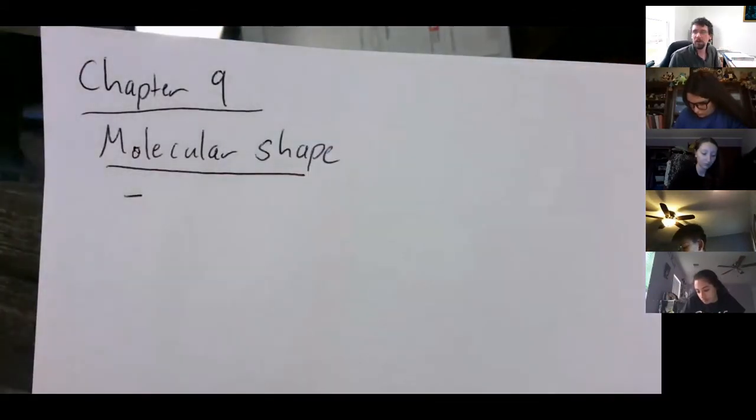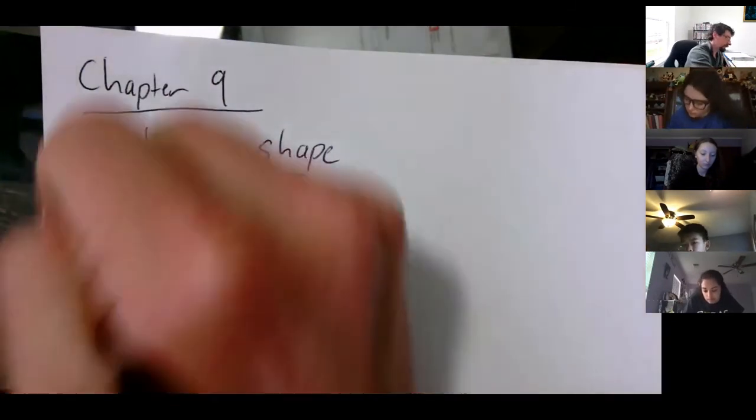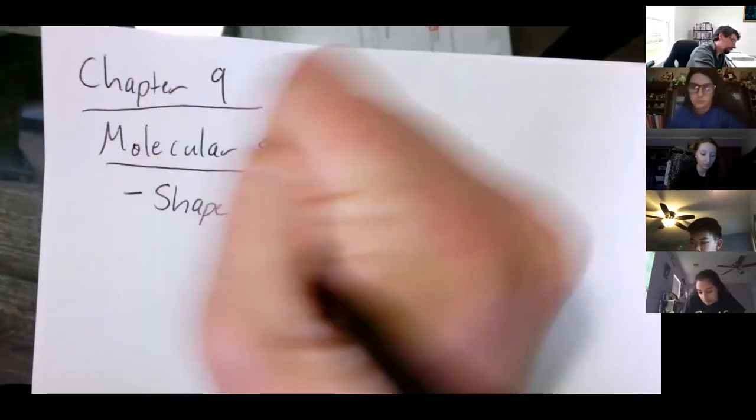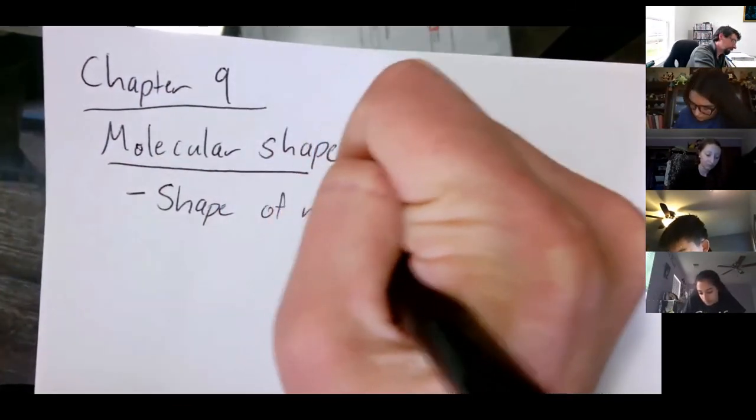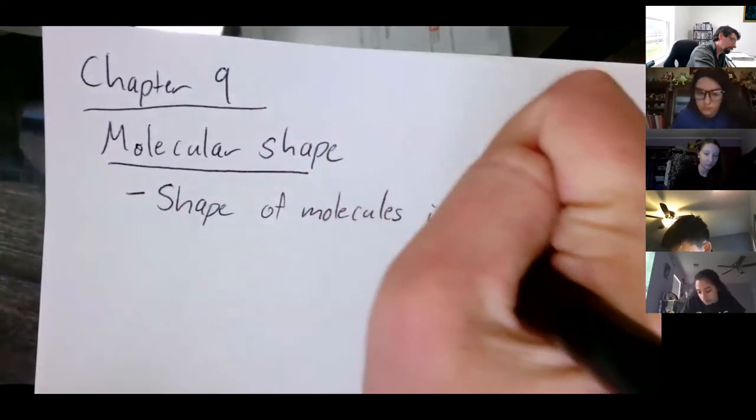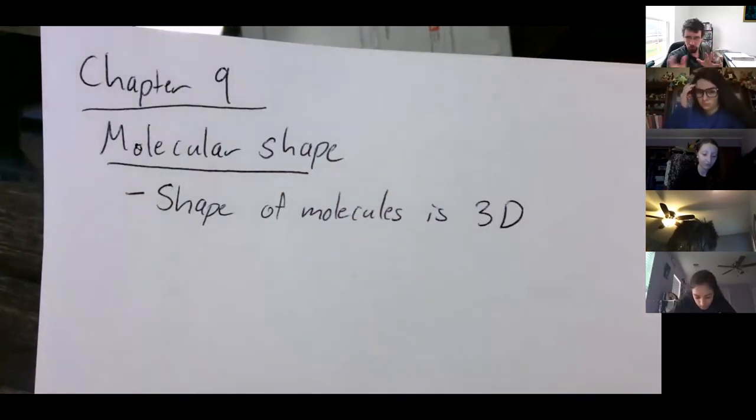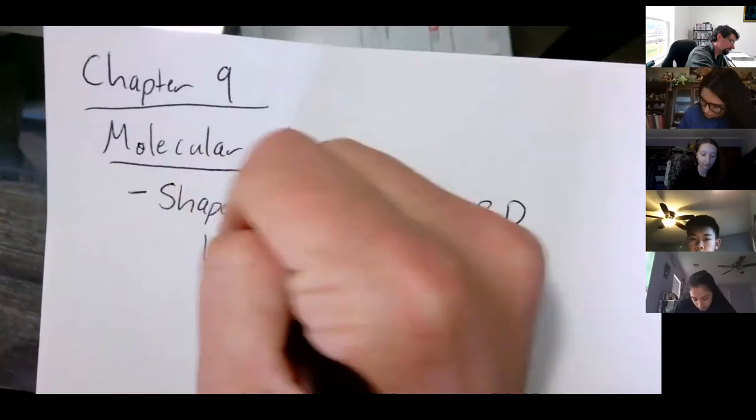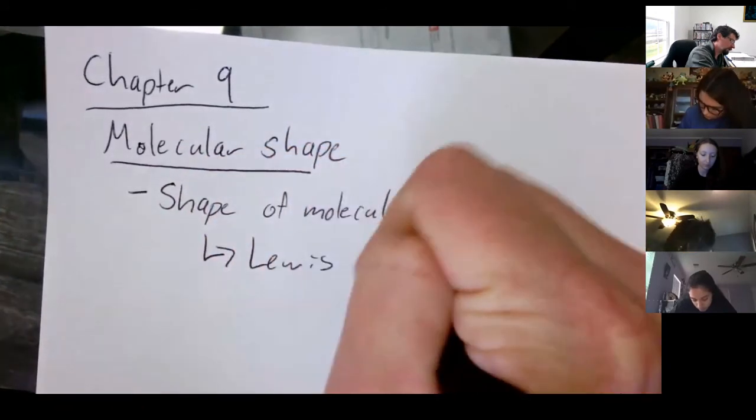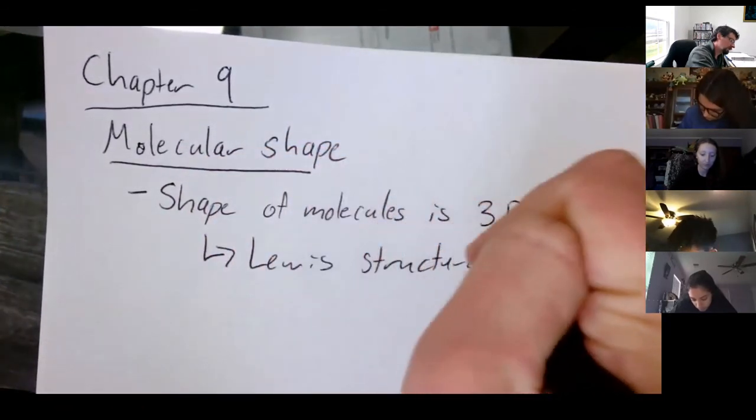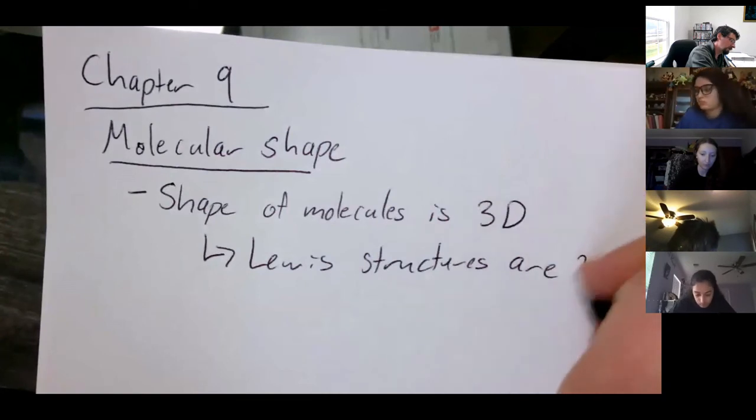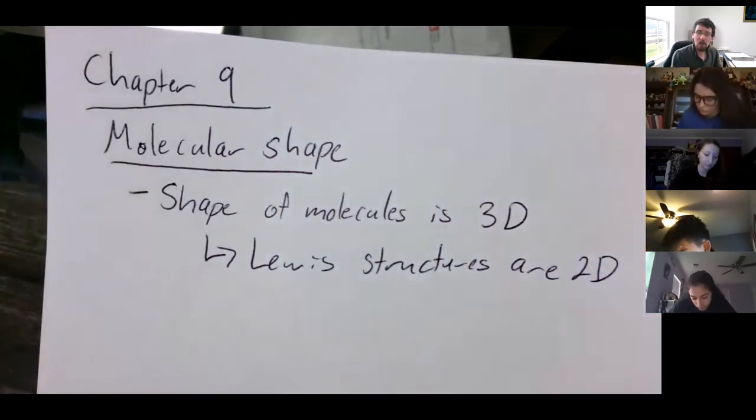Okay. So we know that the shape of molecules is 3D. But when we draw those Lewis structures, they're two-dimensional, right? They're flat. So we've got to have a way to try and translate between these two. Lewis structures are 2D. So we're going to use a different model to explain what these shapes are.